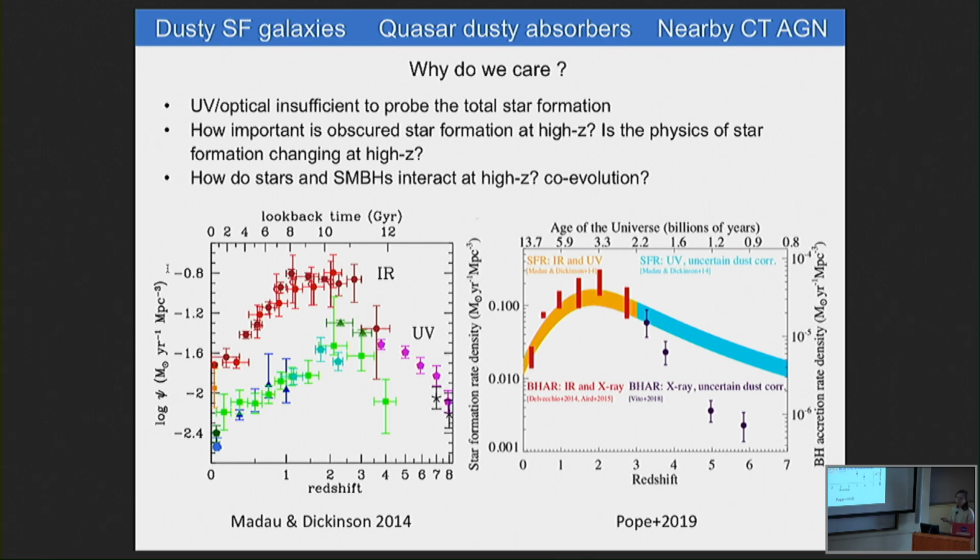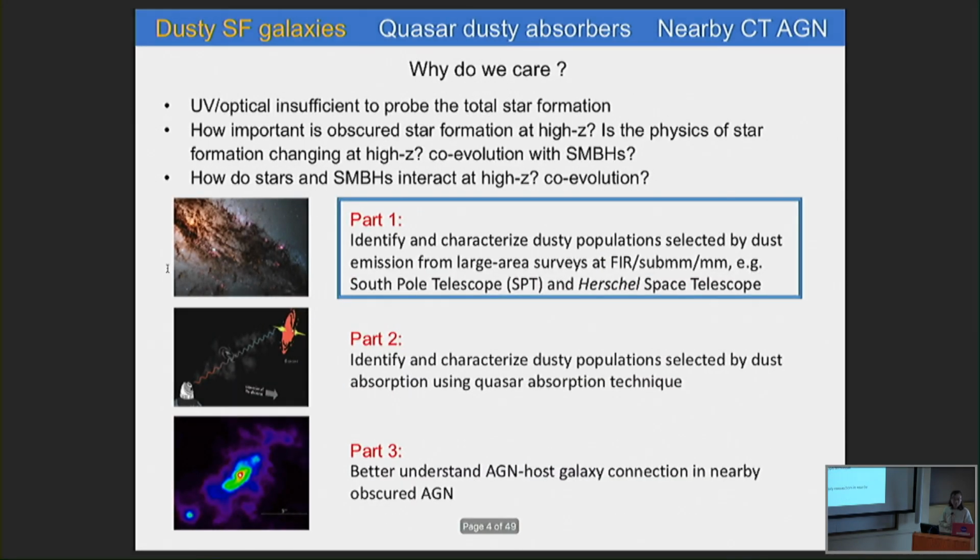So how do they evolve at the high redshift? Unfortunately, we probably have to wait until the next generation infrared and X-ray facilities to give a definite answer. But at least for now, what we can do is to identify and characterize dusty populations at high redshift from current large area surveys. So in the first part of my talk, I'm going to talk about dusty galaxies in emission. Then I'll talk about dusty populations selected by their dust absorption using the quasar absorption line technique, and also talk about nearby Compton-thick AGN.